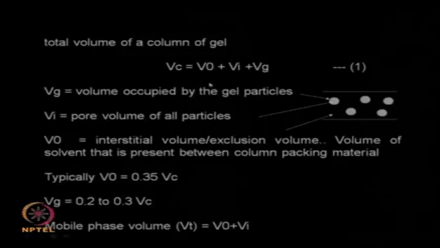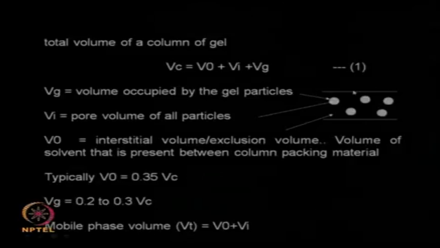Now typically this V0, as I said, that is the interstitial volume, is about 33-35% of the total volume of the packed column. That is the external porosity. Whereas if you look at Vg, that is the volume occupied by the gel particles, that will be about 20%-30% of this Vc, that is the total. So the remaining is the pore volume.